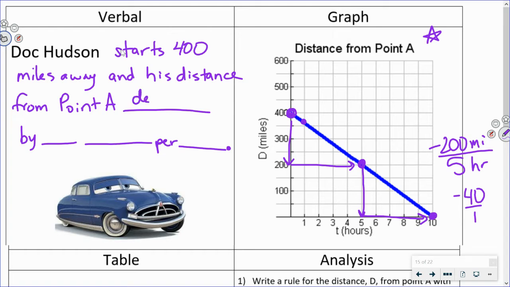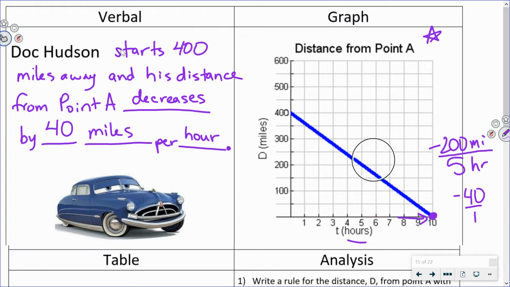The key word here, ladies and gents, we've talked about this in class. You need to use symbols or word phrases to say, look, his distance is decreasing, it's going down. And in this case, it's going down by 40 what per what? Well, the miles depends on the hours. So let's say 40 miles for each and every 1 hour, 40 miles per hour. You can say it how you wish.